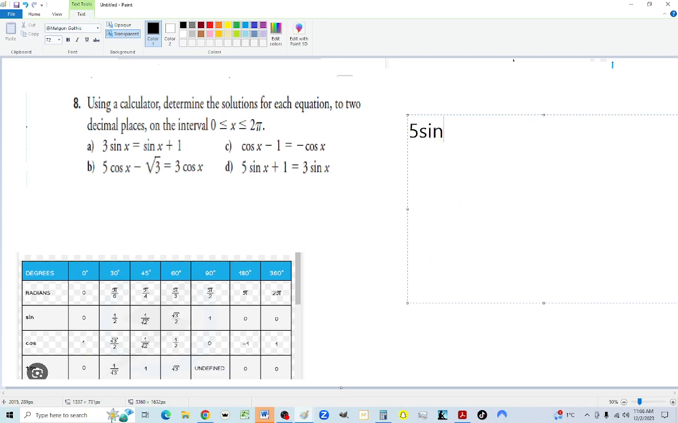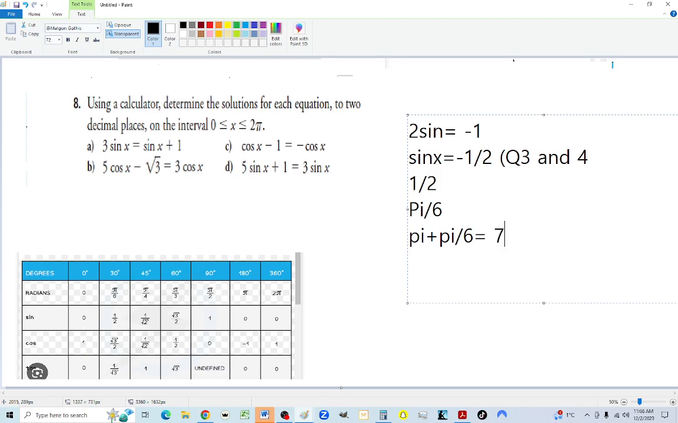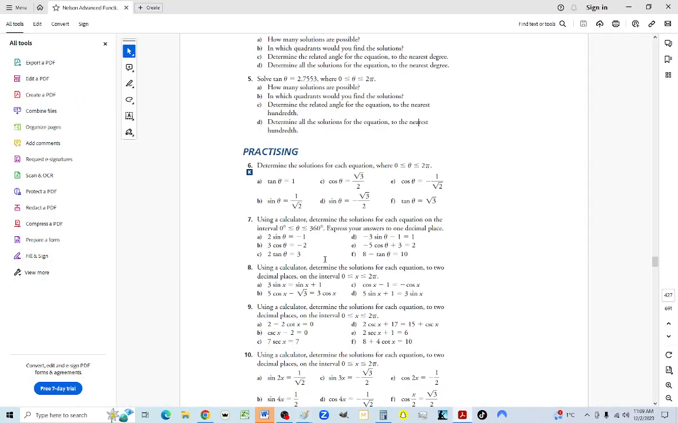5 sine x, subtract 3 sine x, you get 2 sine x is equal to minus 1 when you get the minus 1 to the other side. So when is sine x equal to negative 1/2? That's in quadrants 3 and 4, but let's focus on the half. The half is for sine pi over 6, so we're talking pi plus pi over 6, which is equal to 7 pi over 6. And in the other one, we're talking again about 11 pi over 6 in quadrant 4. There you go. Not so hard once you figure out the trick.